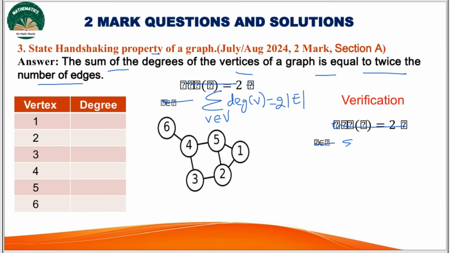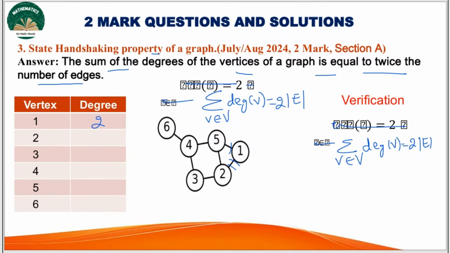So here it is: the summation over V belonging to capital V, degree of V, will be equal to 2 times E edges. Now this is the formula for the handshaking property. So let me find the degree for A. For 1 it is 2. You should count how many lines there are, 2.